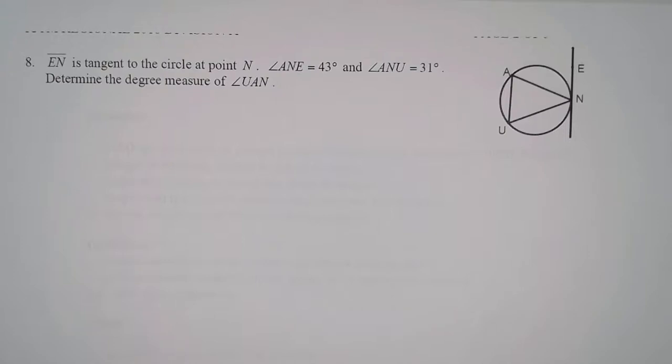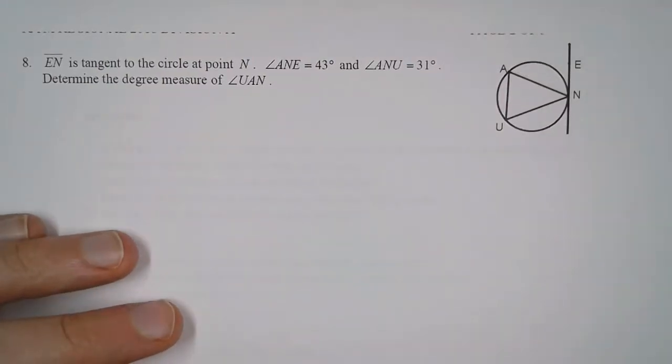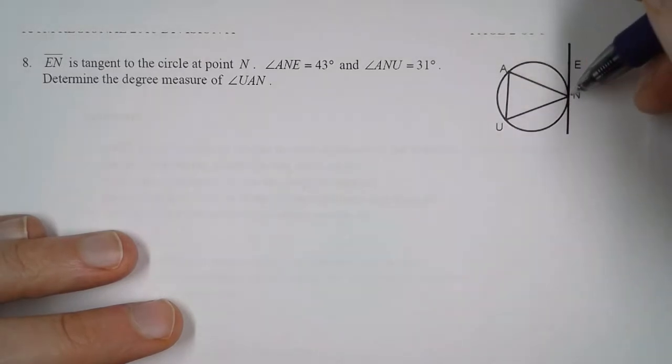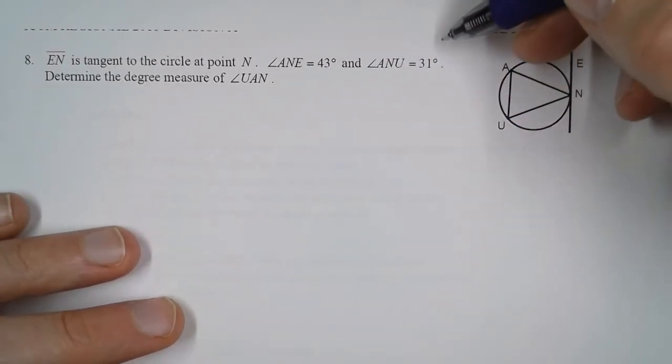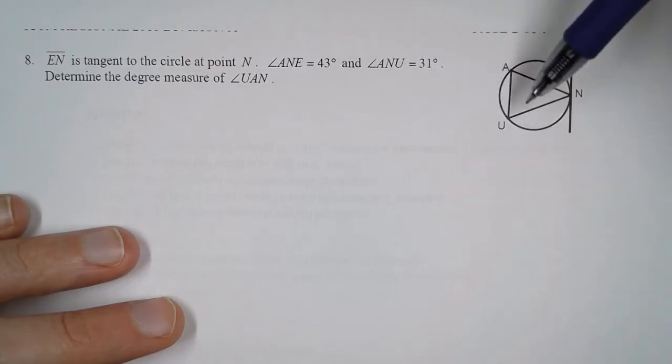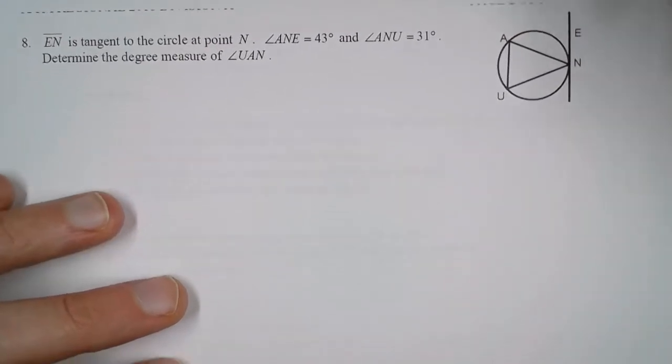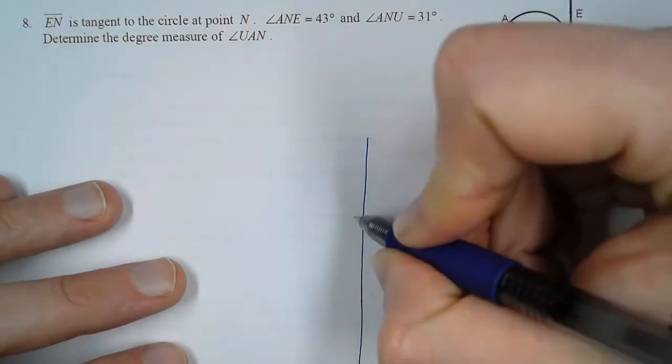In this problem, it says that EN is tangent to the point N. Angle ANE is 43 degrees and angle ANU is 31 degrees. We want to determine the degree measurement of angle UAN. All right, let's draw a slightly bigger picture.